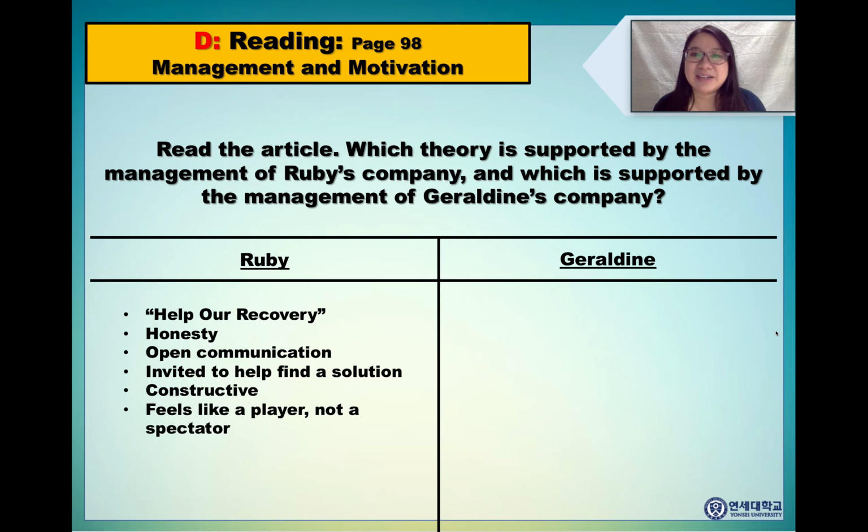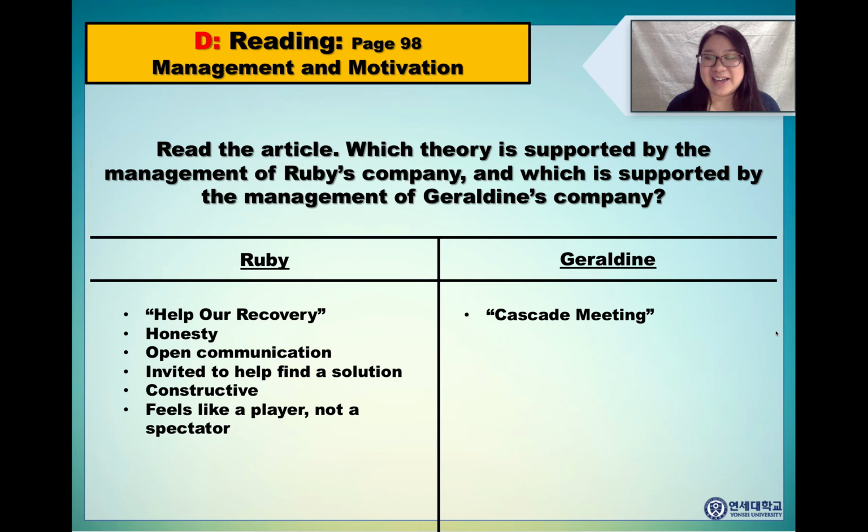Finally, Ruby left the meeting feeling like a player and not a spectator. This is a great indication of her increasing feelings of motivation. She feels involved and invested in her company.